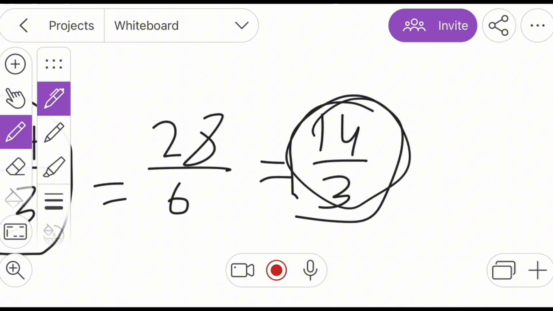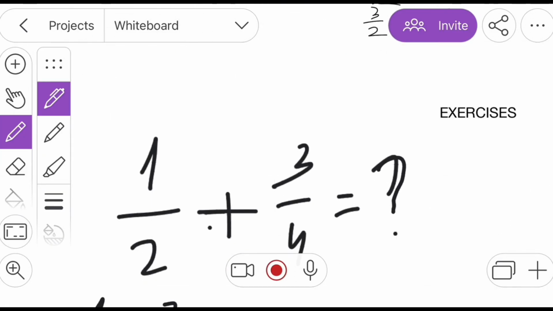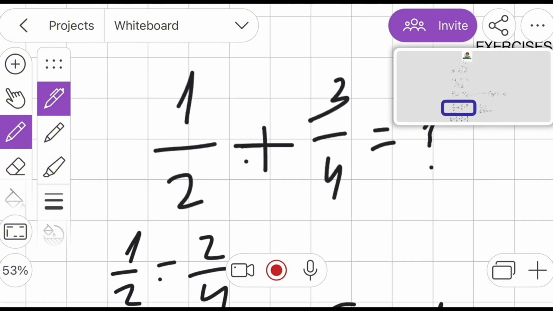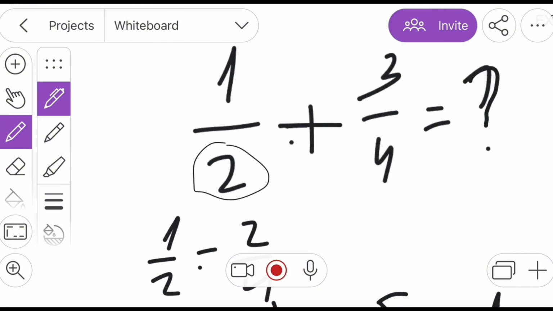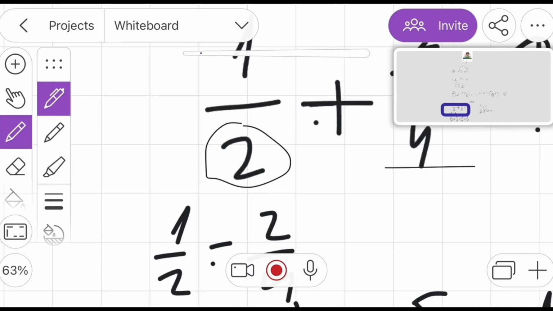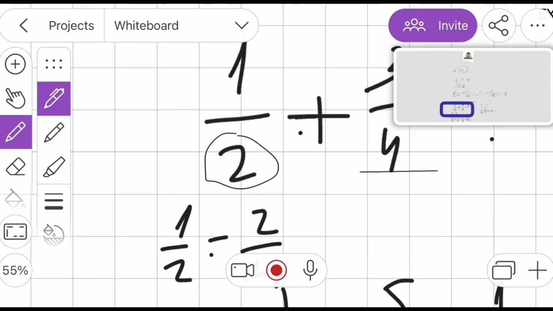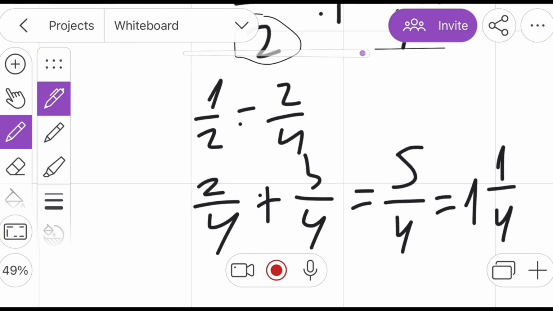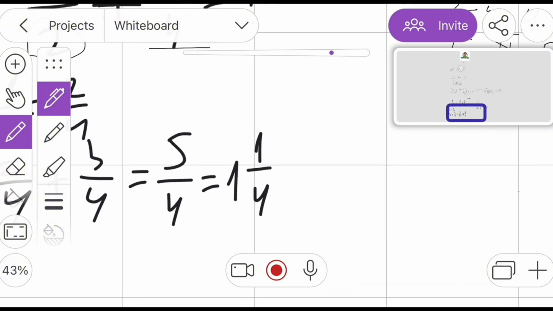Always remember that if you can simplify, it means that we can divide both the numerator and the denominator by the same number. You should always do this. So let's solve some exercises. What's going to be 1 half plus 3 fourths? Here, because it's an addition, we should put the same denominator, which is 4. 1 half is 2 fourths, so 1 half plus 3 fourths is going to be the same as 2 fourths plus 3 fourths, which is 5 fourths, or 1 and 1 fourth.